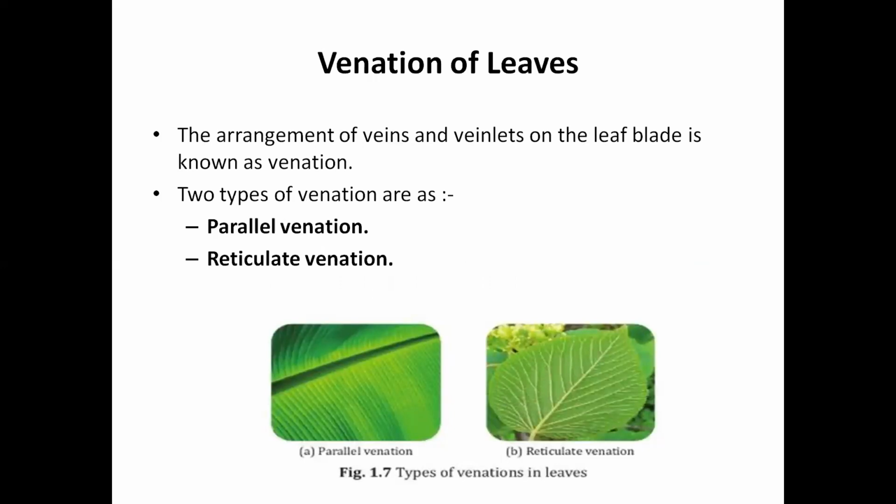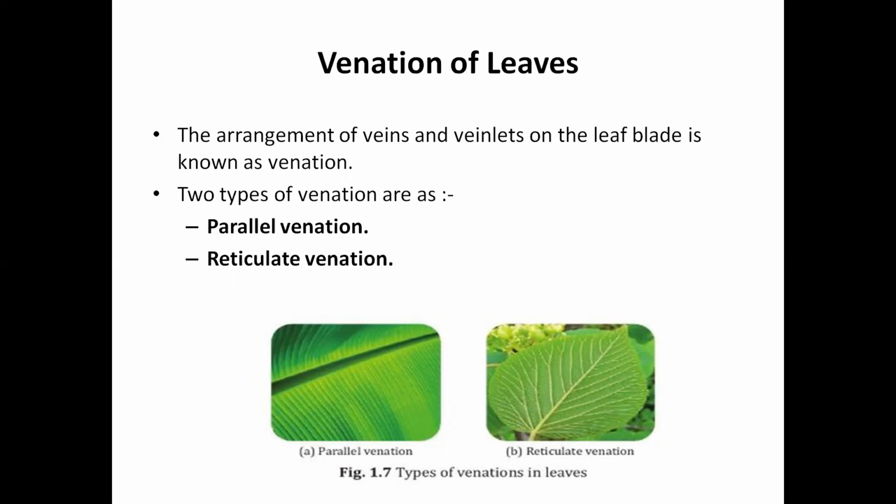Arrangement of vein and veinlets on the leaflet is called venation. Two types of venation are there, parallel venation and reticulate venation. So the figure 1.7 is there. So what is parallel venation? In this type of venation, the veins of the leaf run parallel to each other. Example like leaf of maize, banana.